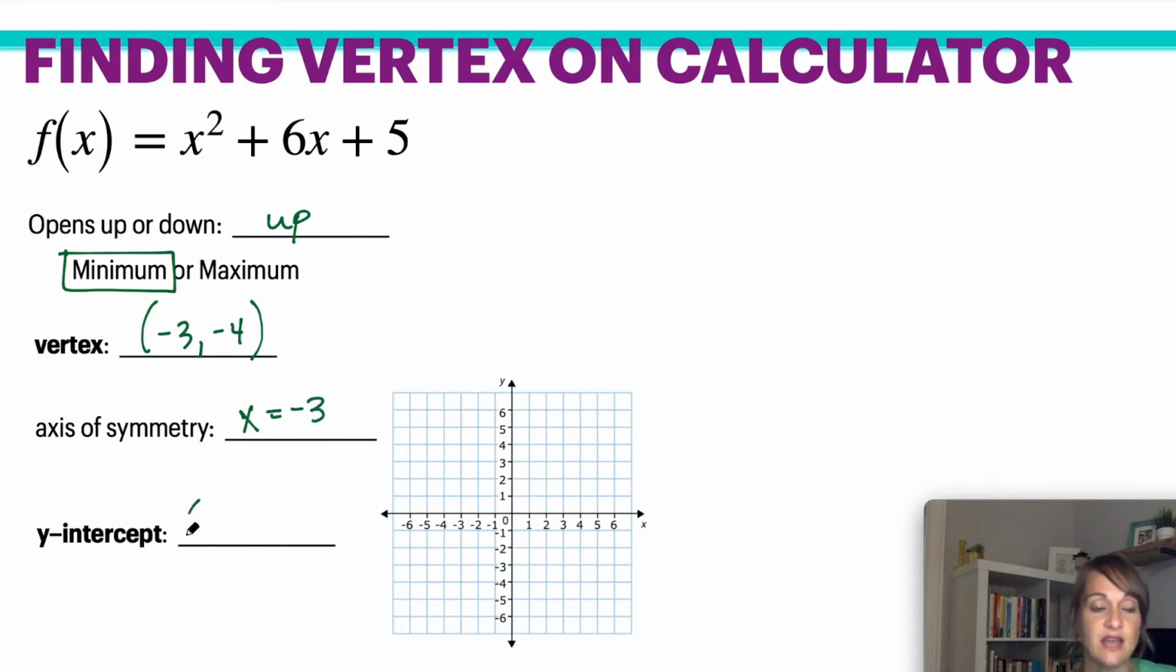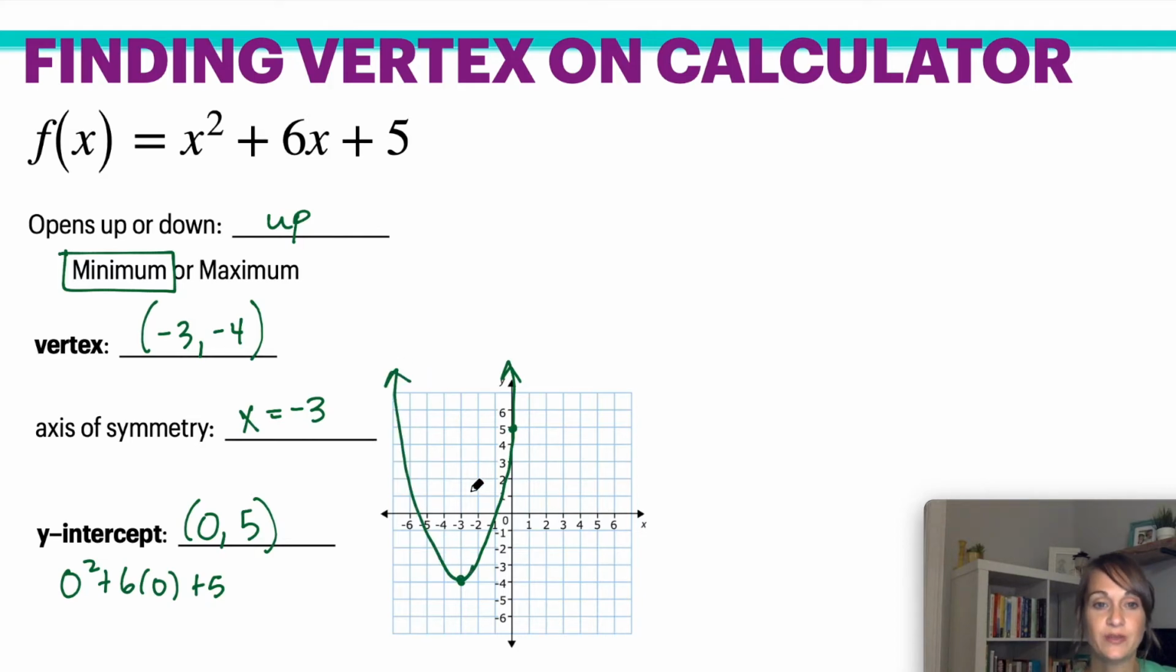In the intercept, the y-intercept, we plug in 0 for x. So we'll get 0 squared plus 6 times 0 plus 5, which will give me 5. So 0, 5 happens here. -3, -4 happens here. And it is going to be a U that opens up.